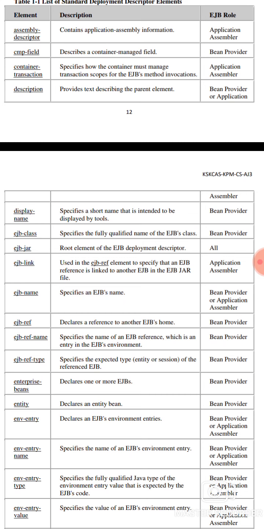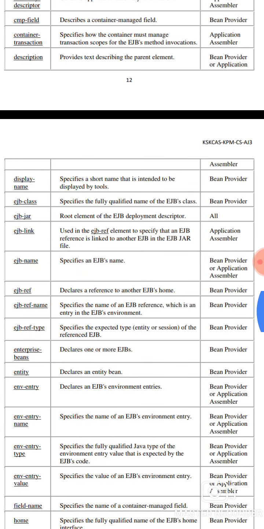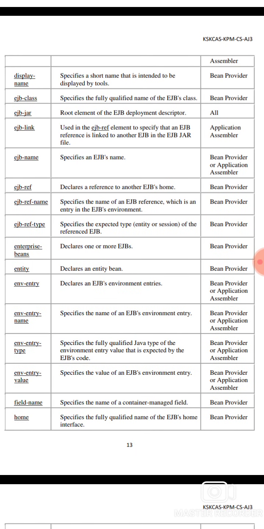EJB role: application assembler. Description: provide text describing the parent element. EJB role: bean provider or application assembler. Many applications are defined in this.